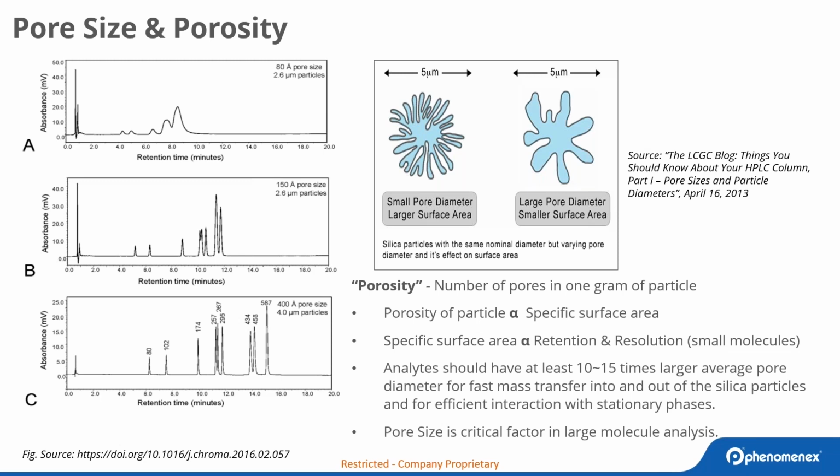So the larger the surface area of the small pore silica stationary phase, it will provide more retention and more resolution for smaller molecules compared to larger pore sizes. But again, the larger pore sizes are needed for larger analytes. So analytes should have at least 10 to 15 times larger pore diameter to ensure that the mass transfer is fast into and out of the silica particle for efficient interaction with the stationary phase. That's key, right?